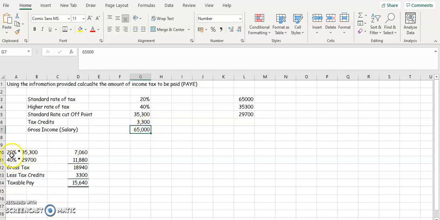So remember, 20% is the standard rate of tax or the low rate of tax. That 20% is multiplied by your standard rate cutoff point, which is 35,300. The higher rate of tax then is the difference between their gross income or their salary, take away the standard rate cutoff point. That'll tell you how much is left to be taxed. So it's 29,700 by your 40%. And then you're going to add those two together. And then you're going to take away your tax credits from it. All these figures will be given to you in the question.